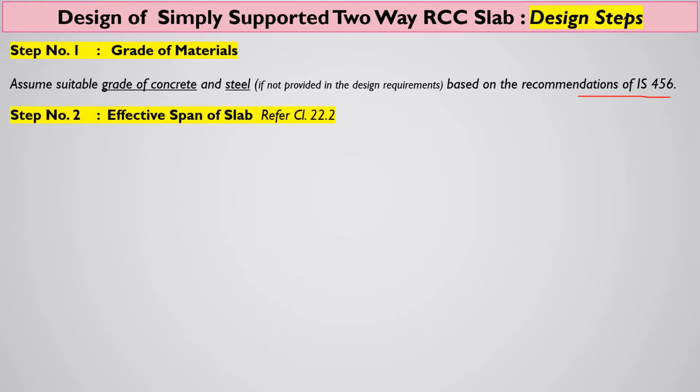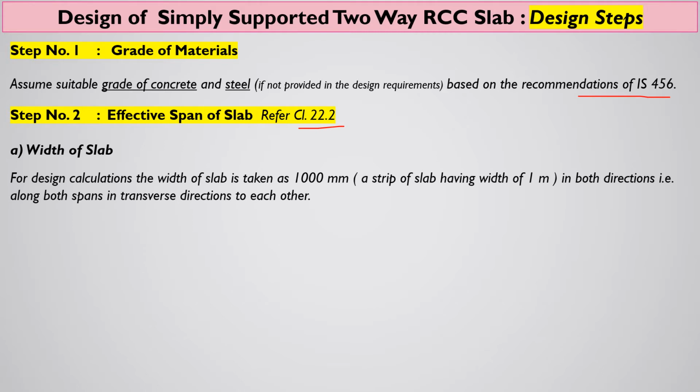And in step number 2, here we are going to discuss how to evaluate the effective span of the slab. We can refer to clause number 22.2 here. First of all, let us discuss the width of the slab. For design calculation, as we discussed in the design of the one-way slab, similarly here the same pattern we have to adopt.